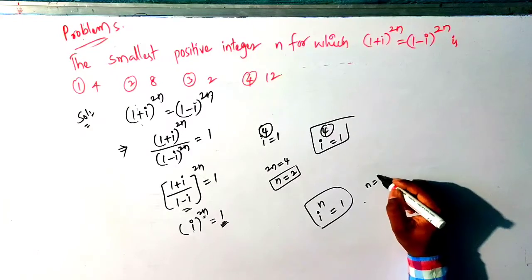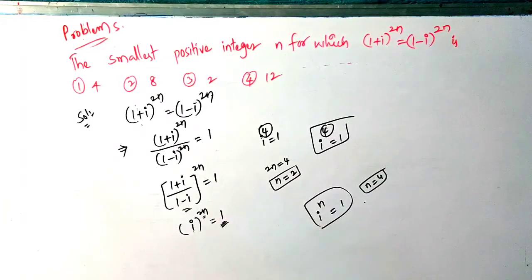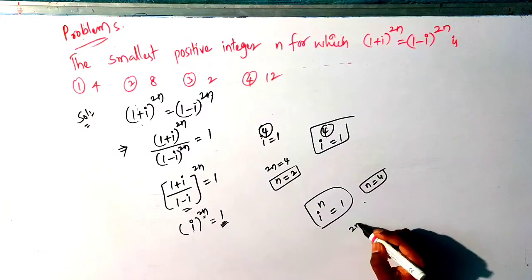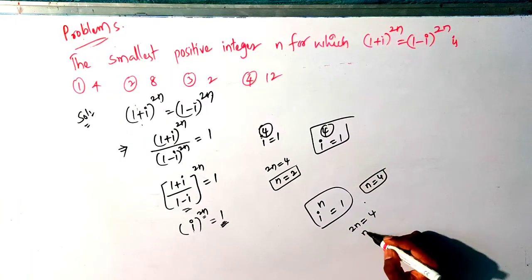Then n equals 4 we take here. But we got here i^(2n), that means that 2n equals we take here 4. That means here n equals 2 we get.